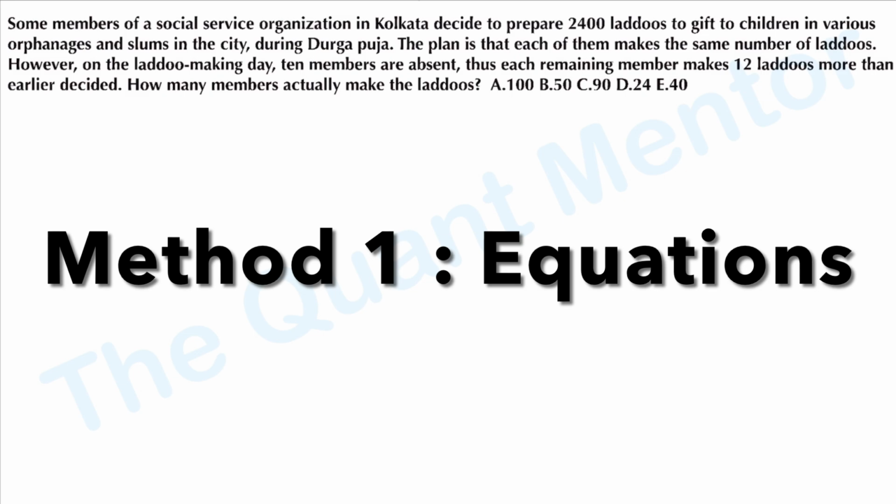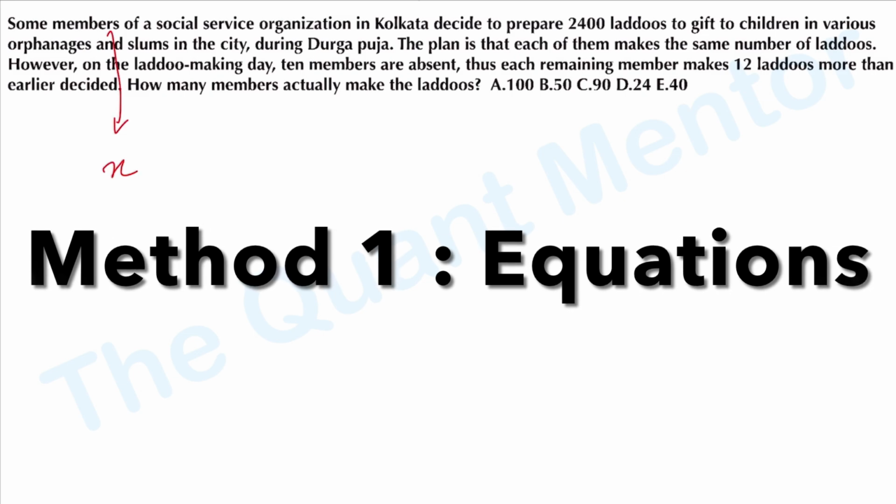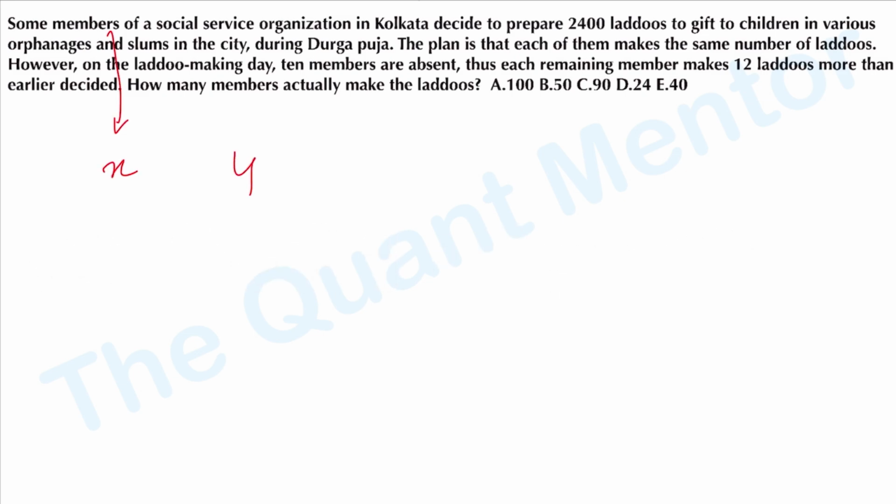So let the number of members initially decided be X and let them all make Y number of laddus each. They are going to make the same number of laddus. Let that number be equal to Y. So total number of laddus made will be X multiplied by Y, and this has been given to us as 2400 in the question, right?